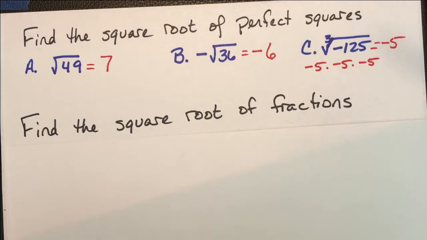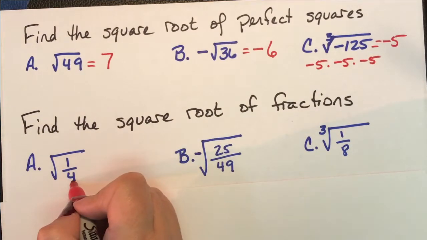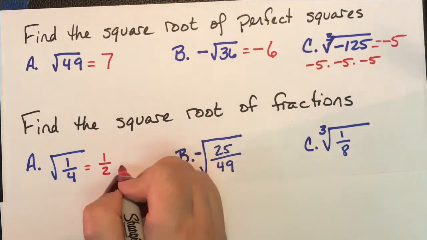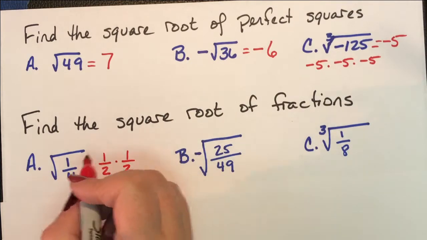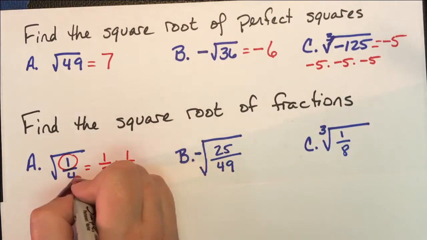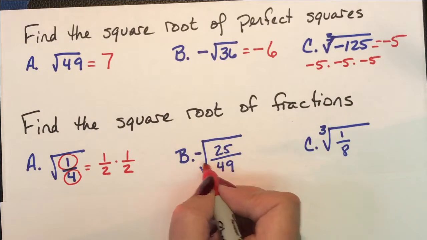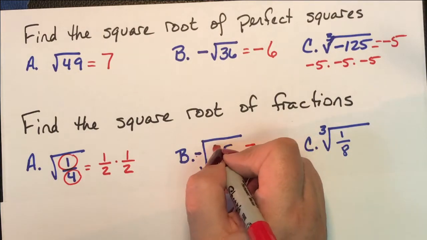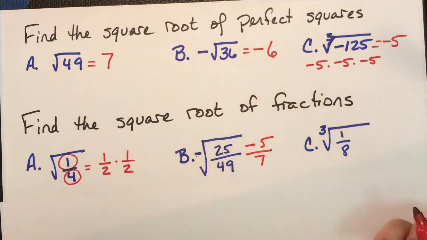The next thing they ask you to do is find the square root of fractions. The square root of 1/4 is going to be 1/2, because 1/2 times 1/2 is 1/4. The square root of this number over the square root of this number. So in looking at that, I've got a negative that I'm going to just drop over there, and I'm going to find the square root of 25 is 5, and the square root of 49 is 7.